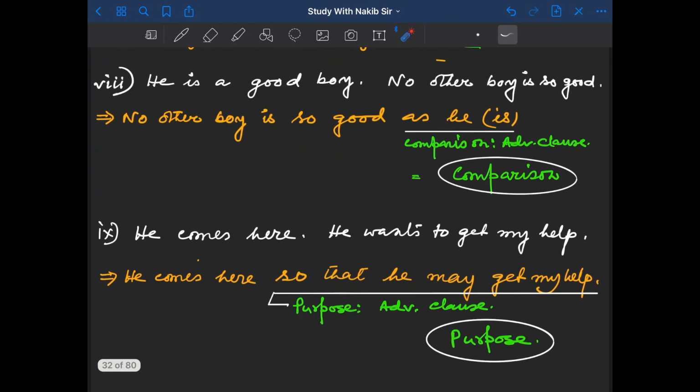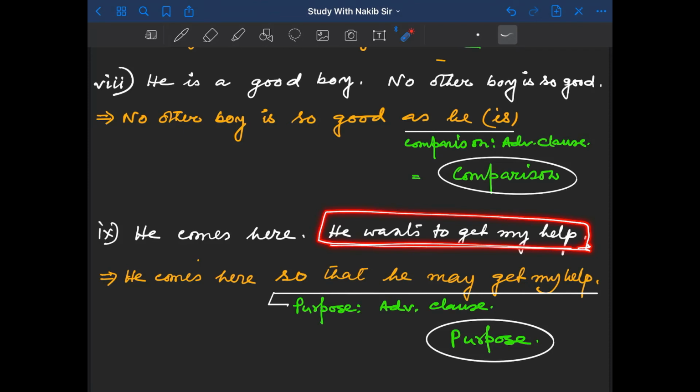Next one. He comes here. He wants to get my help. He comes here. Why? So that, what is the purpose? He comes here. I have written, this is a principal clause. He comes here. Why? So that he may get my help. This is the purpose. So it is an adverb clause. You may turn it into an adverb clause expressing reason. In that case, you have to write this way. He comes here because he wants to get my help. That is also an adverb clause. Only the nature of the function is getting changed. If you write because he wants to get my help, that is an adverb clause expressing the reason.